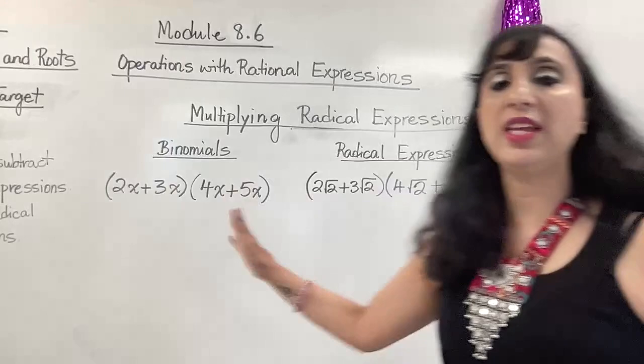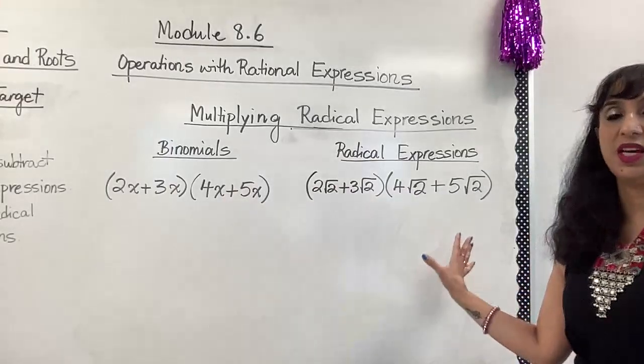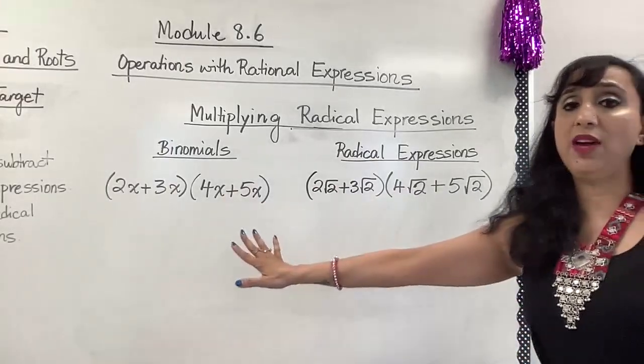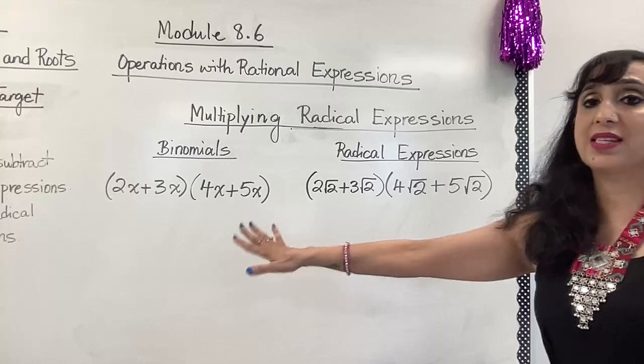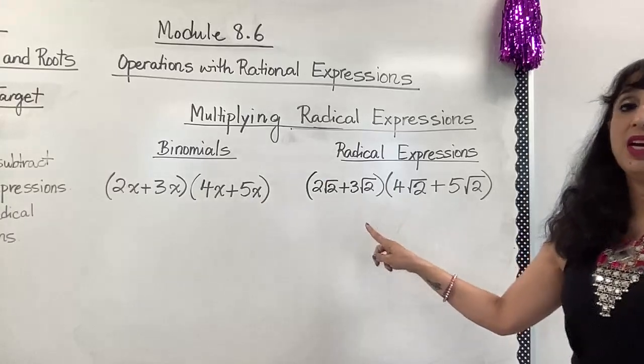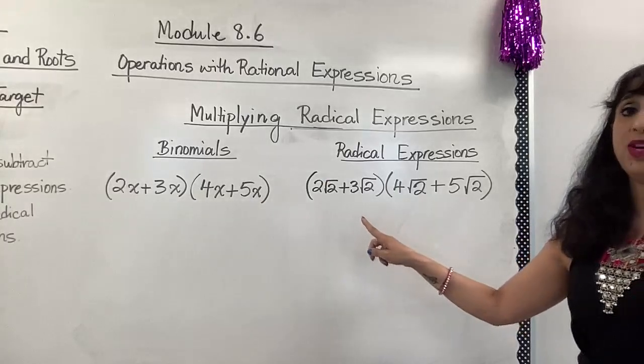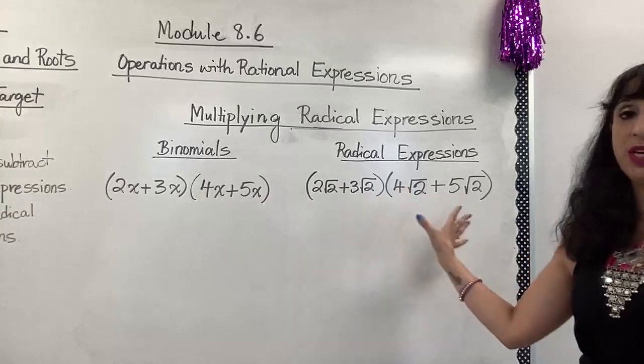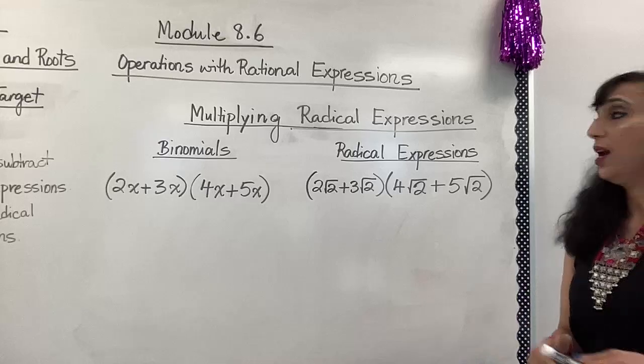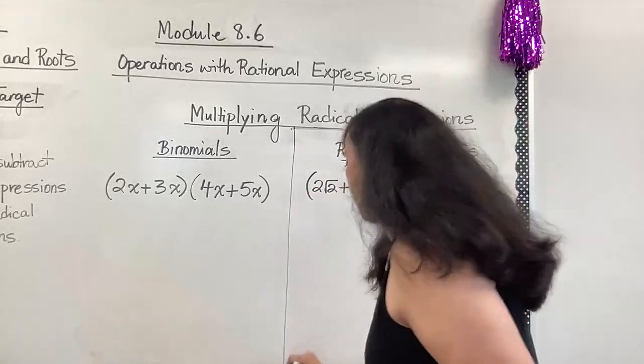All right, so now I've written them next to each other so we can just see. This is binomials where we are having the same variable, which is x, and over here we are just having the same radicand, which is root 2. So I just want to show you using these values, okay? And both are absolutely the same.